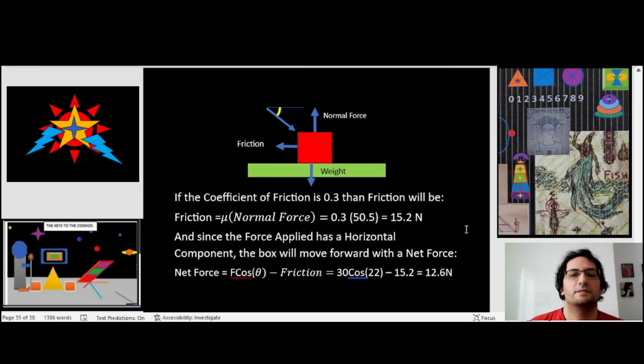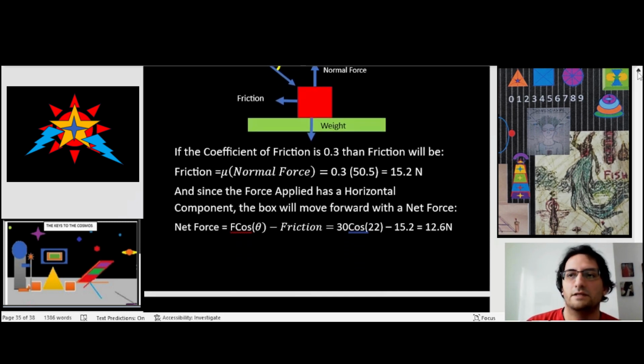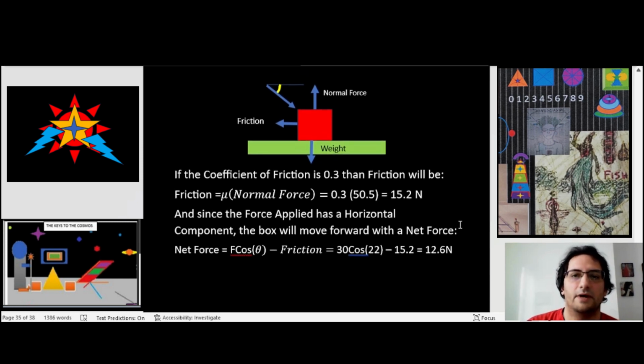And since the force applied has a horizontal component, the box will move forward with a net force of the horizontal component of the applied force, which is F cosine theta, minus the friction. 30 cosine of 22 minus 15.2 gives us a net force of 12.6 newtons. And here's the free body diagram of the box.